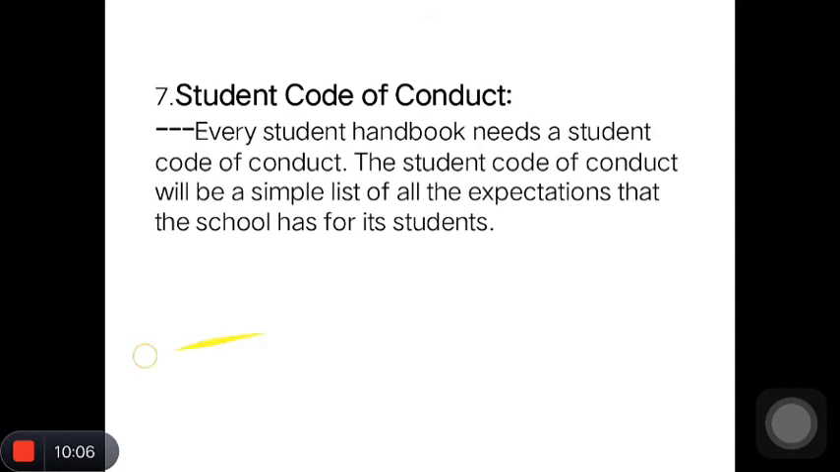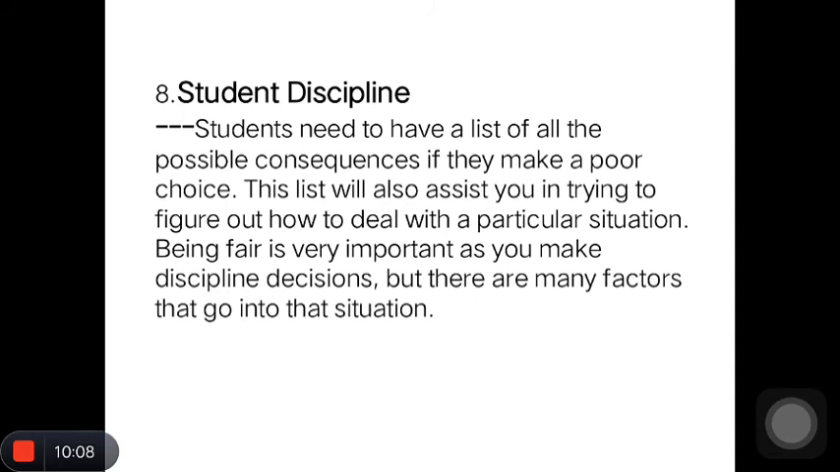And number 8 is student discipline. Students need to have a list of all the possible consequences if they make a poor choice. This list will also assist you in trying to figure out how to deal with a particular situation. Being fair is very important as you make disciplinary decisions, but there are many factors that go into the situation.